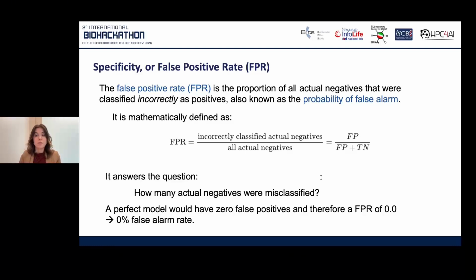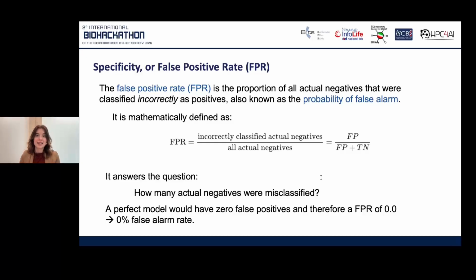However, if the number of actual negatives is very low, the false positive rate might not be the ideal choice. For example, if there are only 4 actual negatives in a dataset, just one misclassification will result in an FPR of 25%, while a second misclassification will cause the FPR to jump to 50%.